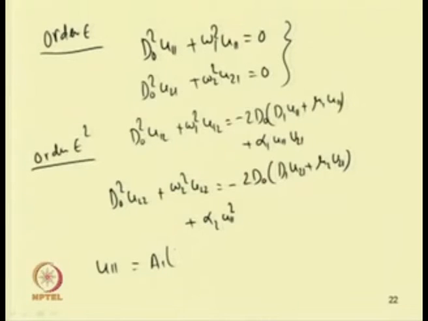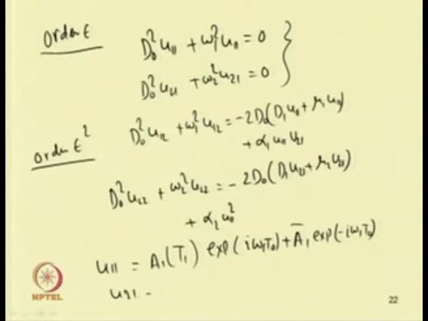So, a 1 should not be a function of t 0. So, a 1 should be a function of t 1, t 2 or higher order terms. So, u 1 1 equal to a 1 e to the power I omega 1 t 0 plus its complex conjugate, that is a 1 bar e to the power minus I omega 1 t 0, and u 2 1 equal to a 2 should also be a function of t 1, t 2 and should not be a function of t 0, e to the power I omega 2 t 0 plus a 2 bar e to the power minus I omega 2 t 0.